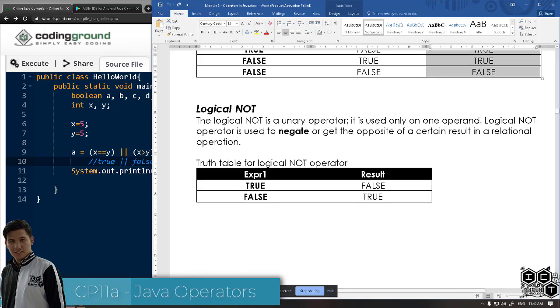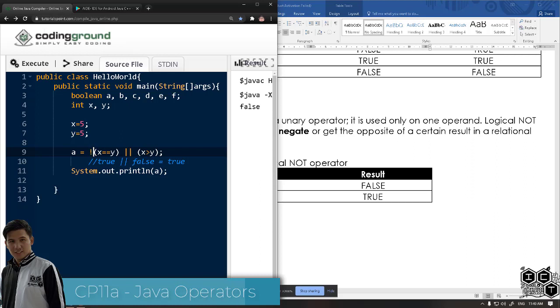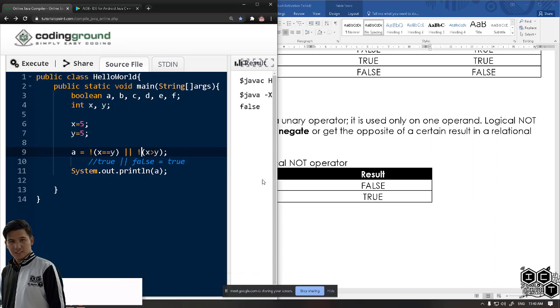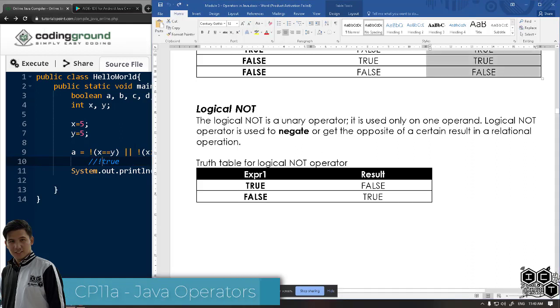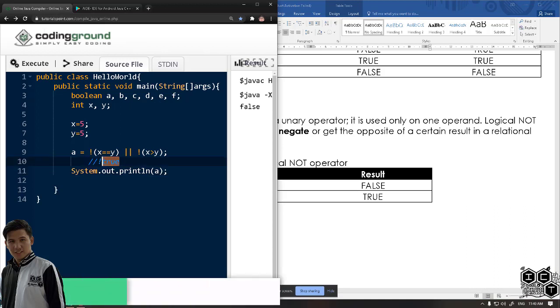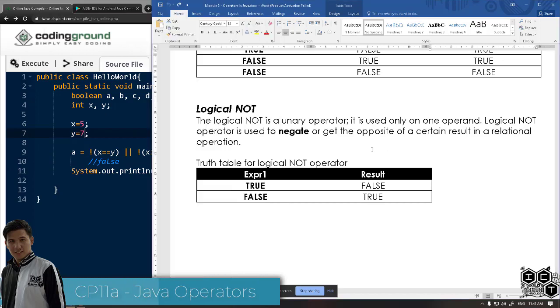Pag logical not, ibig sabihin, ganyan lang. Ibig sabihin, is X equivalent to Y? The answer is true. Diba? However, meron kang nilagay dyan na logical not. Meaning, not true will now become false. Ganyan na mangyayari. Okay. Pahirapan natin ng konti.